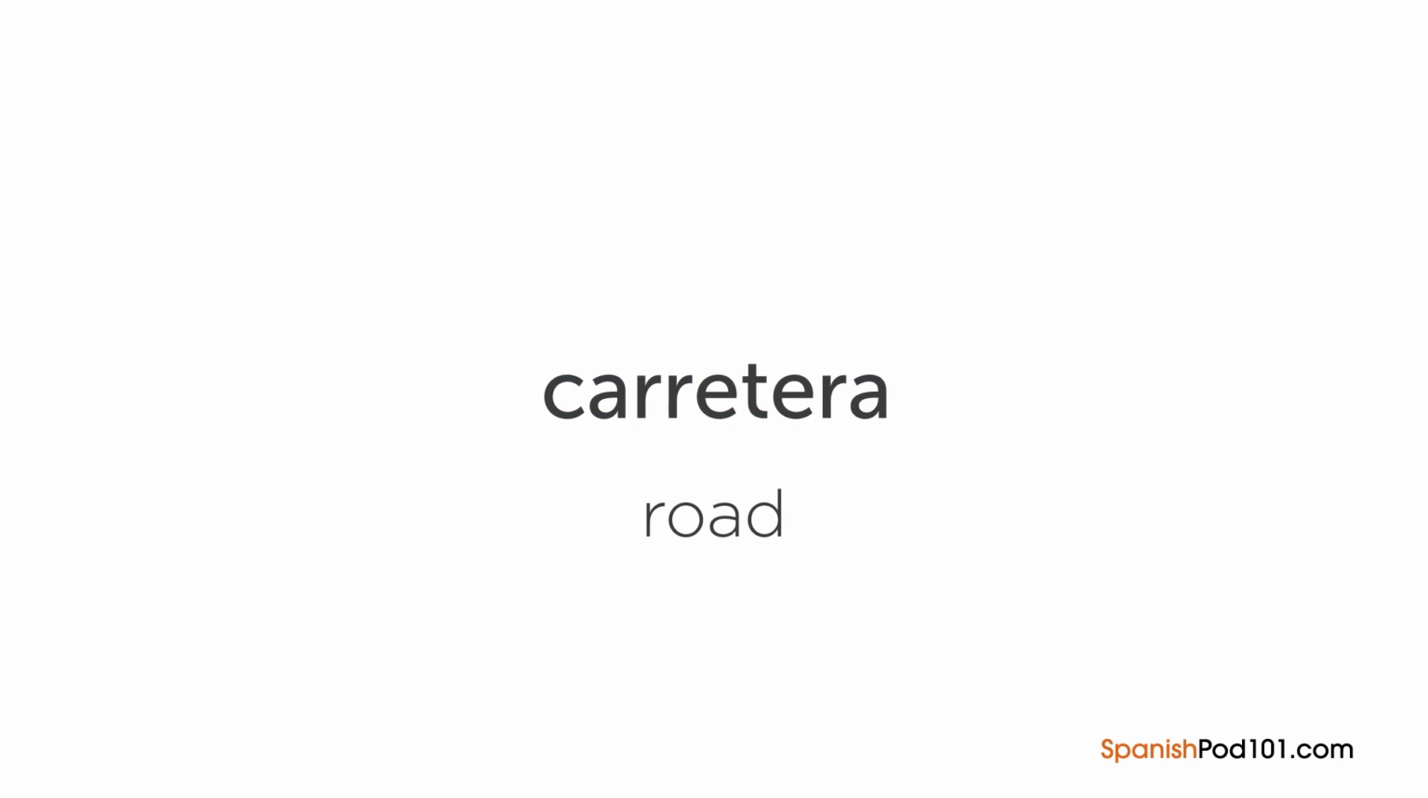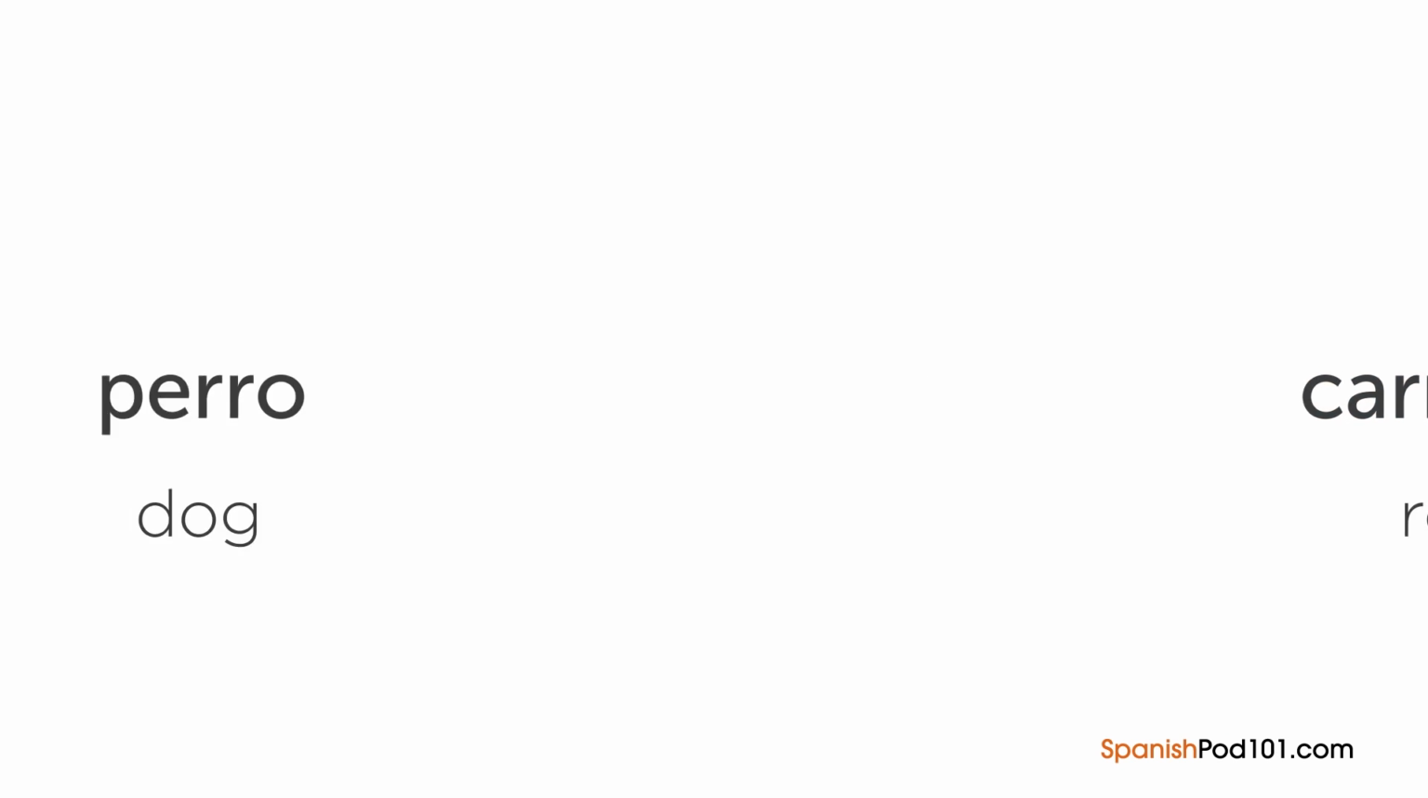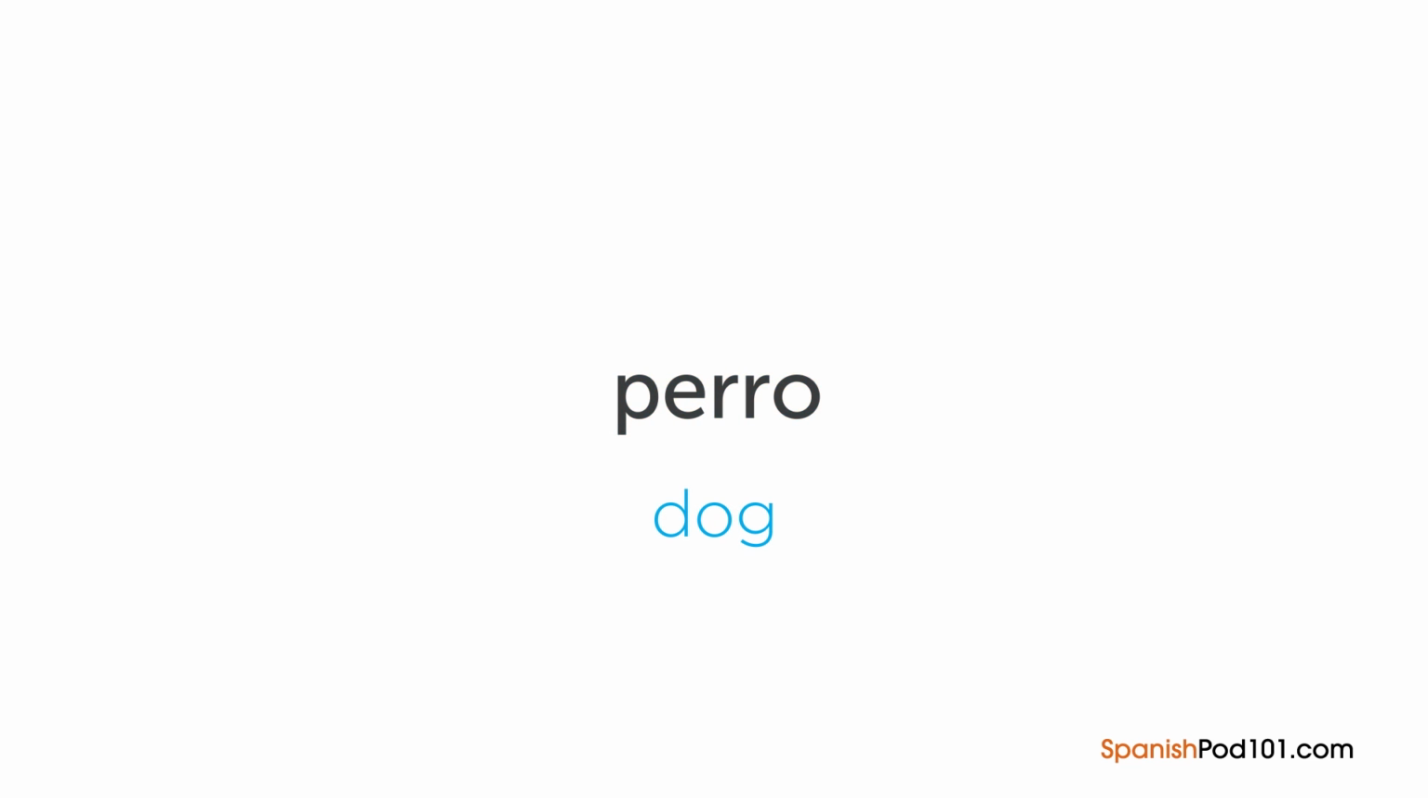Carretera. That's a good example which demonstrates sounds that do not exist in English. That's right. The double R here is a rolled R. It can be a little tricky for some learners. Carretera. Another common word is perro, meaning dog.